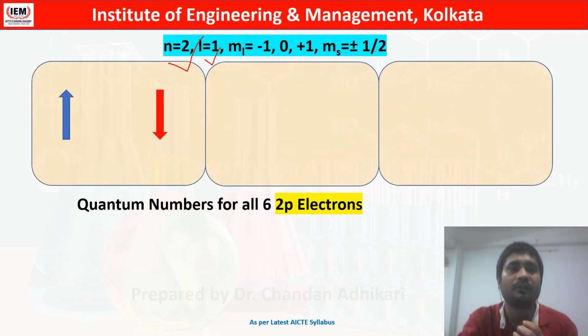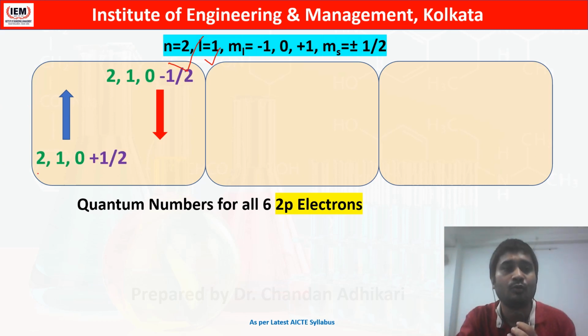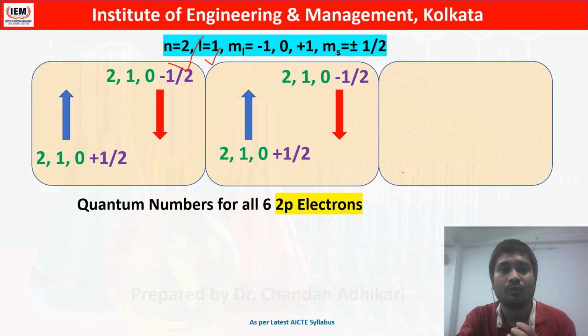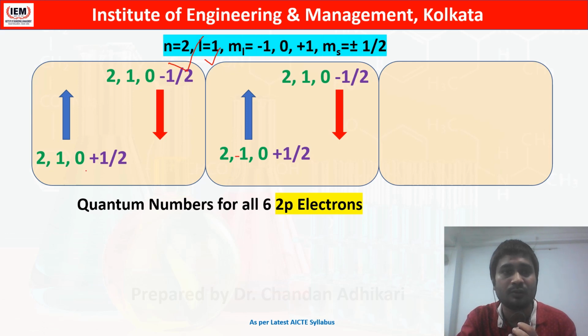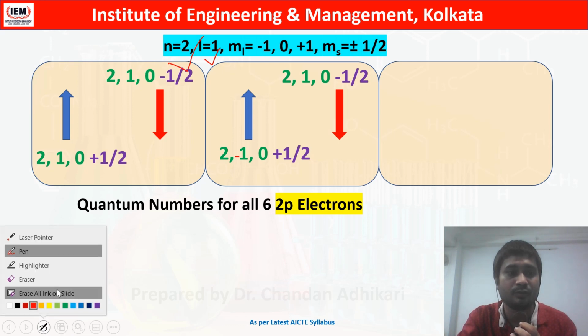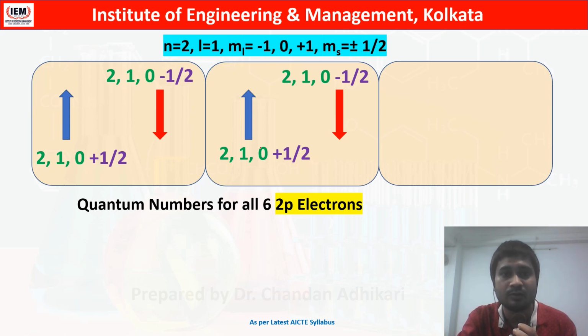Let me first give all the quantum numbers to these 2 electrons. I can very easily give 2, 1, 0, plus half and 2, 1, 0, minus half. Similarly, for the next 2 electrons, we have already used ml equals 0, so here we will use ml equals 1. So 2, 1, 1, plus half and 2, 1, 1, minus half.